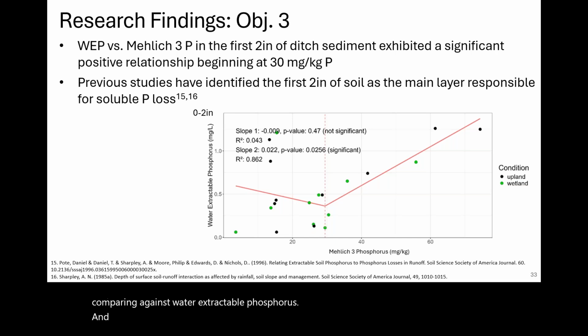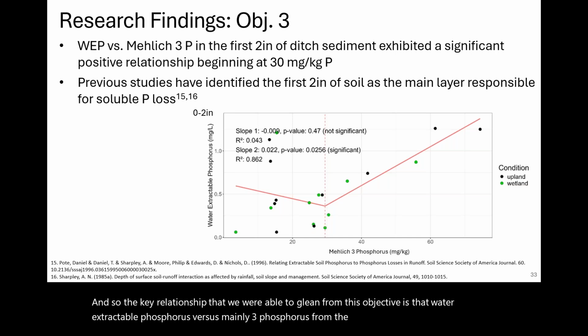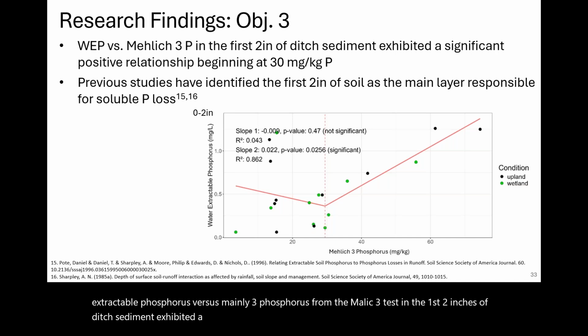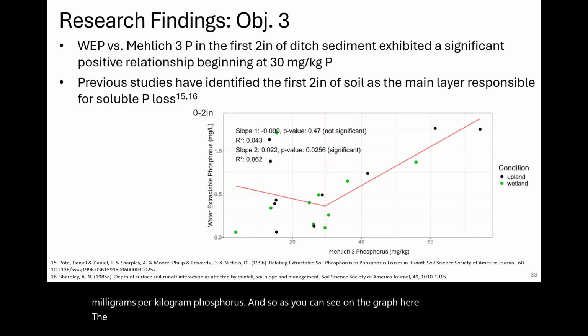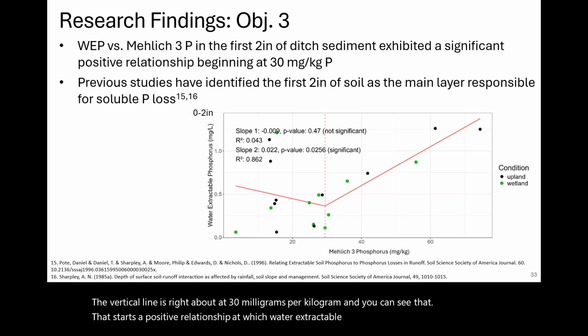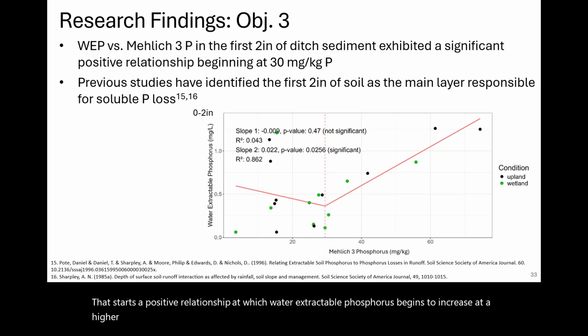And so the key relationship that we were able to glean from this objective is that water extractable phosphorus versus Mehlich-3 phosphorus from the Mehlich-3 test in the first 2 inches of ditch sediment exhibited a significant positive relationship that began at a threshold of 30 milligrams per kilogram phosphorus. And so, as you can see on the graph here, the vertical line is right about at 30 milligrams per kilogram, and you can see that starts a positive relationship at which water extractable phosphorus begins to increase at a higher rate relative to the Mehlich-3 P amounts.